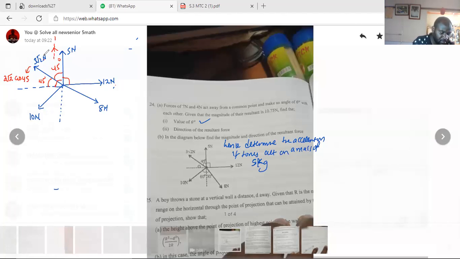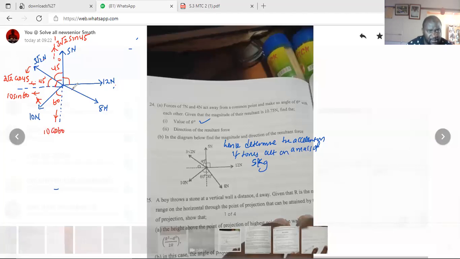Which 45 would you like to use? Can we use the 45 up? Or we move away from the one which is down, okay. When you move away, we use 3 root 2 sine 45. Then come to this angle down here, it was 60. When you resolve the 10 away from the 60, you will have 10 sine 60. When you resolve the 10 to the vertical, you'll have 10 cos 60.